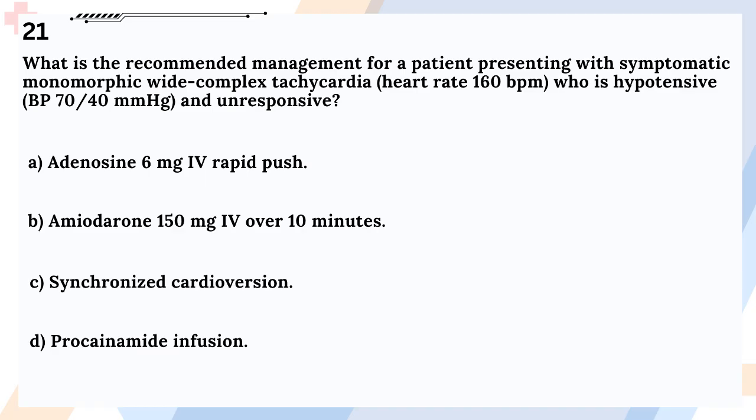Question 21. What is the recommended management for a patient presenting with symptomatic monomorphic wide complex tachycardia, heart rate 160 bpm, who is hypotensive, BP 70/40 millimeters of mercury, and unresponsive? A. Adenosine 6 mg for rapid push. B. Amiodarone 150 mg over 10 minutes. C. Synchronized cardioversion. D. Procainamide infusion.